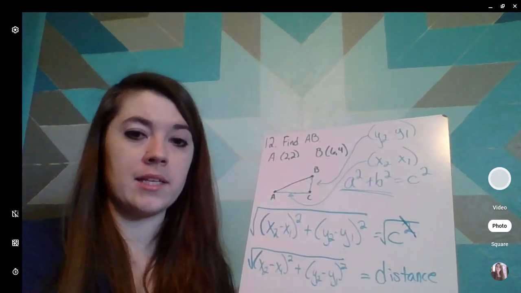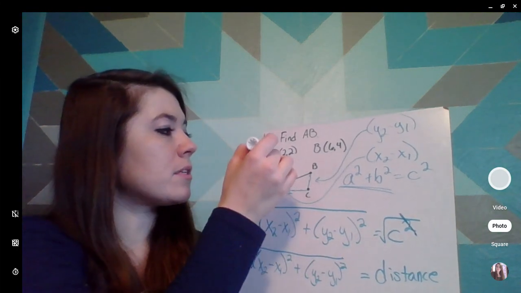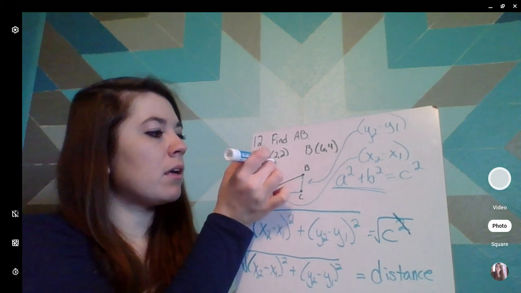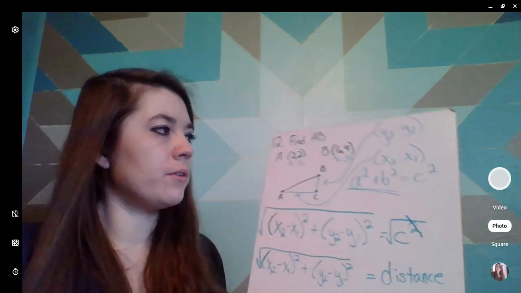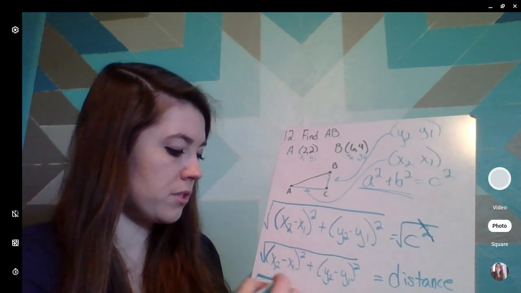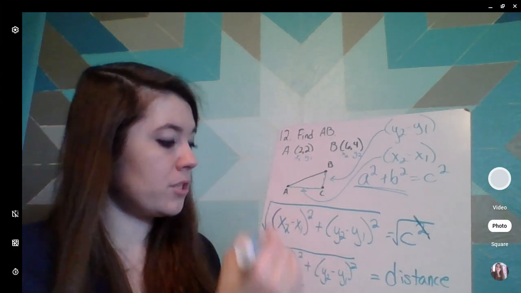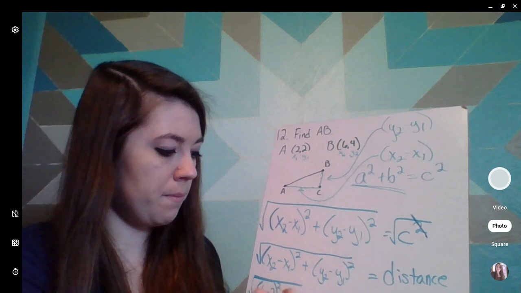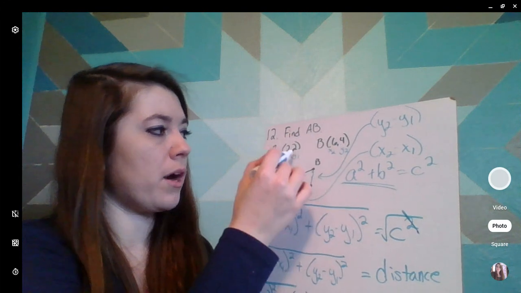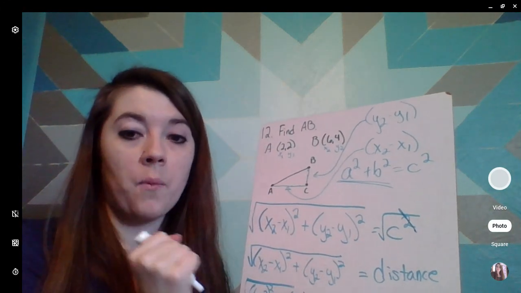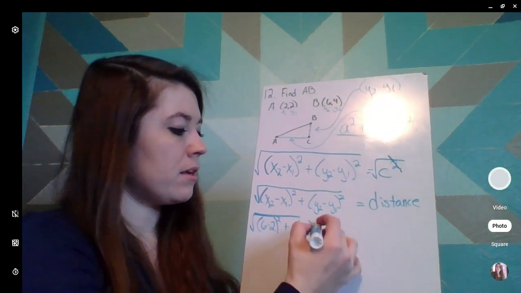So let's actually plug these in and find the distance, or the length, of AB. This is our x1, y1. This is our x2, y2. So starting with x2, we've got the square root of (6 minus 2) squared plus (4 minus 2) squared, because 4 and 2 are our y2 and y1 values. Sorry about that. Hold this up a little higher.